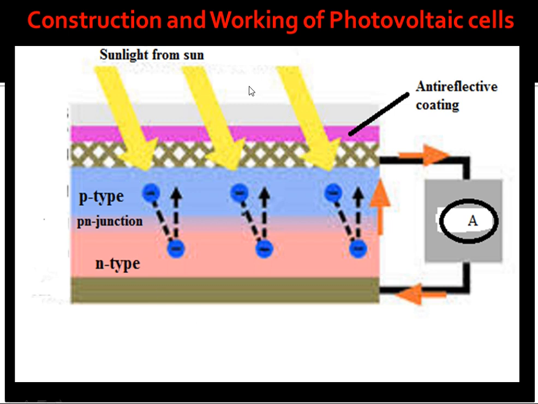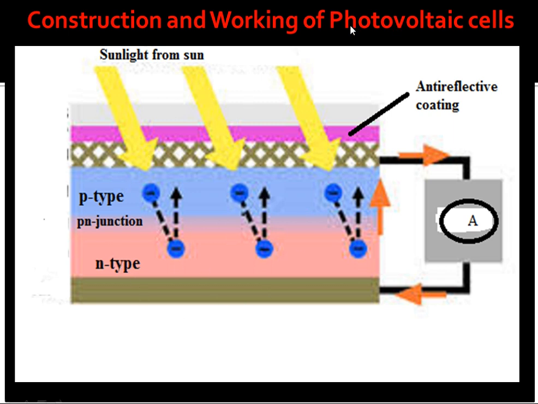This device is called a photovoltaic cell, and this is the anti-reflective coating, which avoids the reflection of sunlight. The light from the sun, which is in the form of photons with energy E equal to h mu, gives rise to electrical energy. This is how solar energy is converted into electrical energy with the help of a particular semiconductor cell or device.